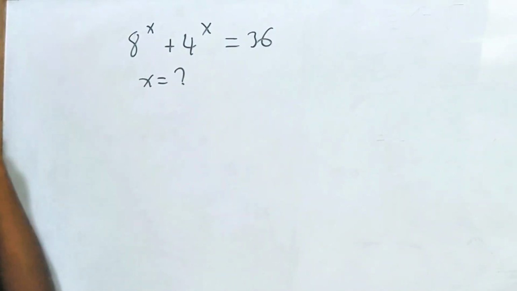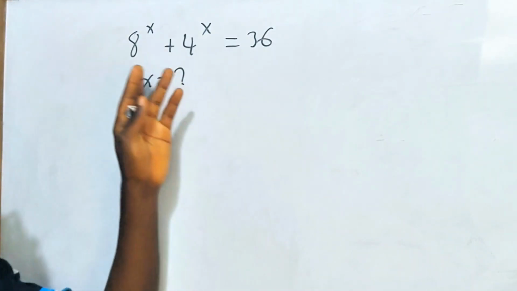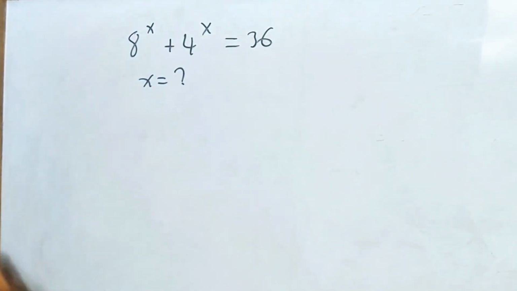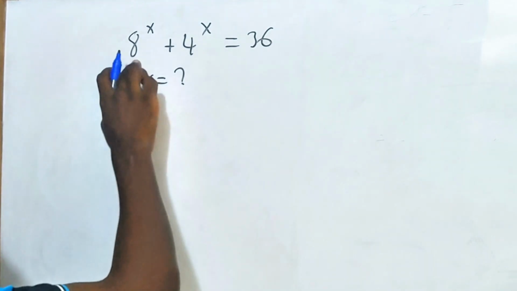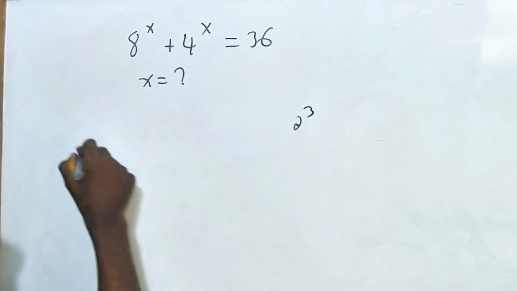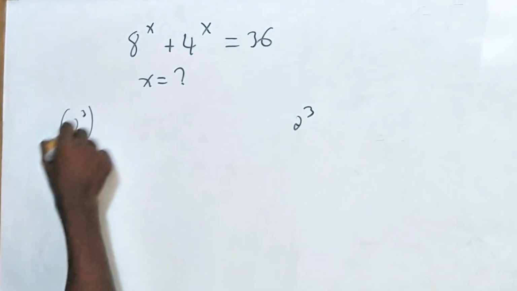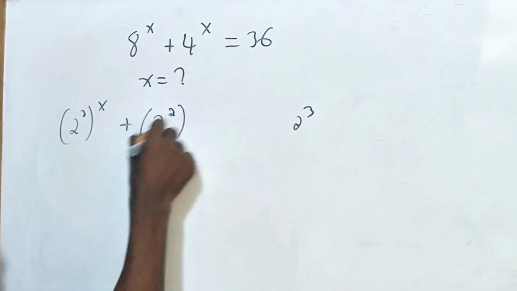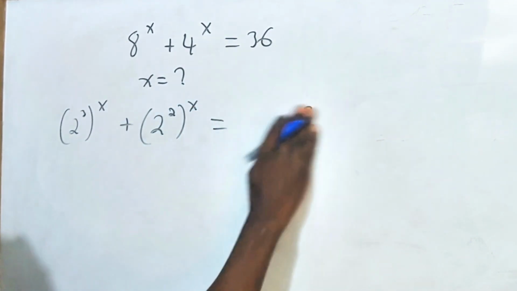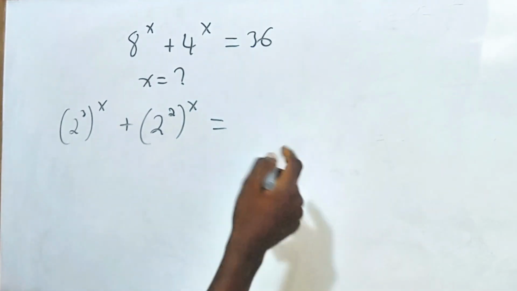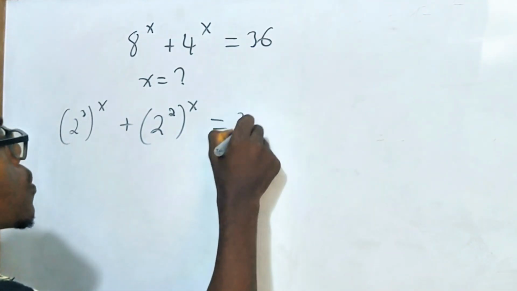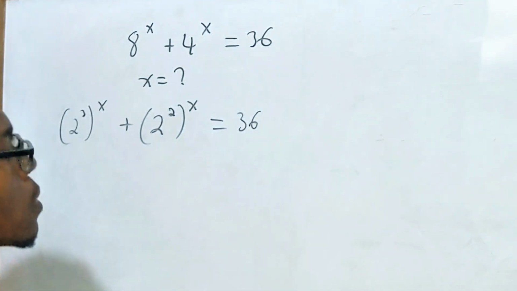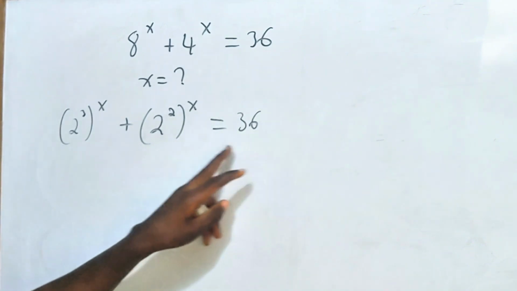Hello and welcome back. We have another question: solve for x, given this equation. How can you solve it? We know that 8 is equal to 2 cubed. Hence we have 2 cubed, all to the power x, plus 2 squared, all to the power x, is equal to 36. 36 can be expressed as 6 times 6. That is what we have here.